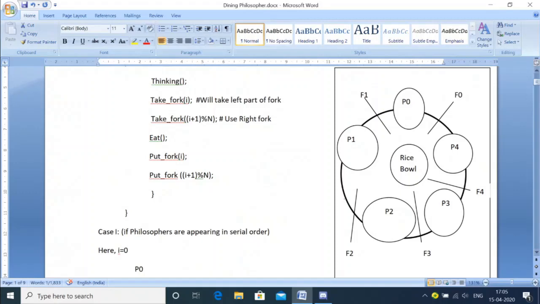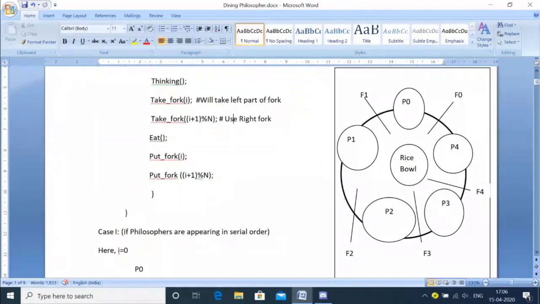I is 0, so 0 plus 1 is 1. 1 modulo n, where n is 5 because the number of philosophers is 5. So 1 modulo 5 is 1. So it will take fork 1. Okay. Then it will eat. Once its eating is done, it will put back those forks. How will it put back? It will use the same logic. The first one is I, so it will use I.